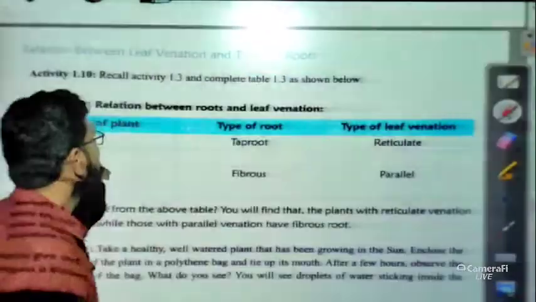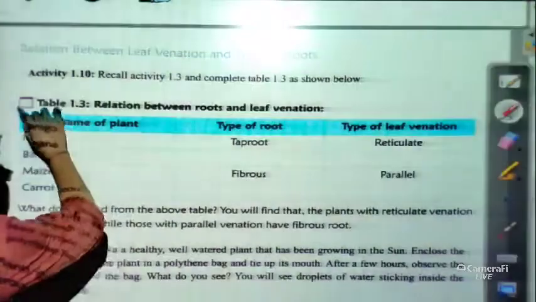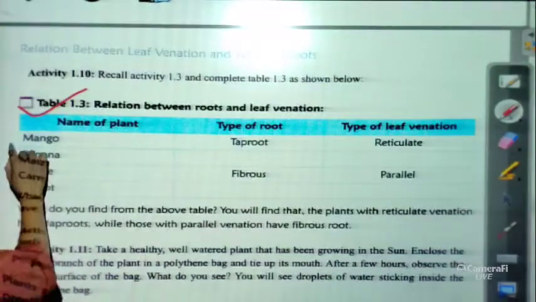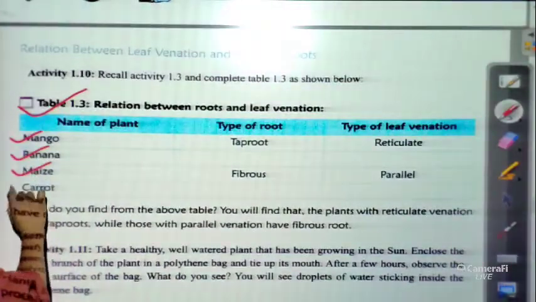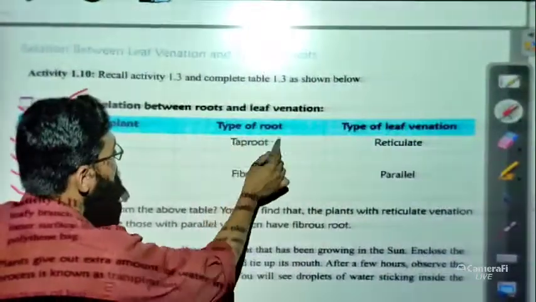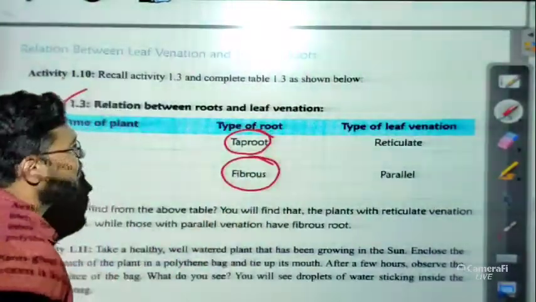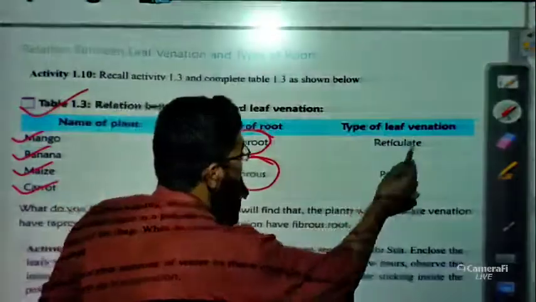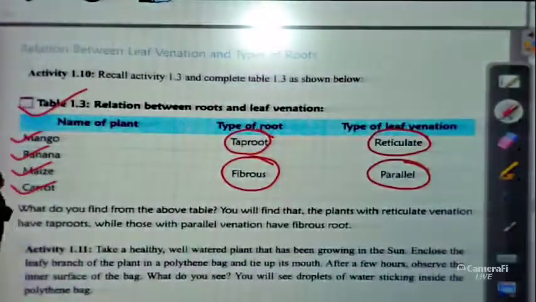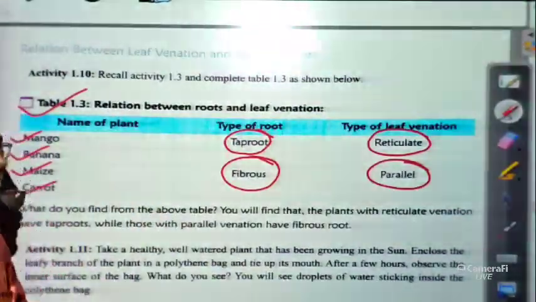Now for this you have to complete this table. So what is the table? We call it Table 1.3. The names of the plants are there. You can see mango, banana, maize, carrot. You have to write the root system or type of root, whether it is tap root or fibrous root, and what type of leaf venation is there, whether it is reticulate venation or parallel venation. So the table you can easily complete.